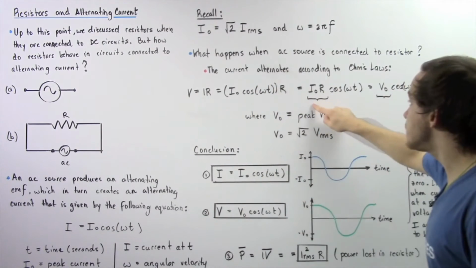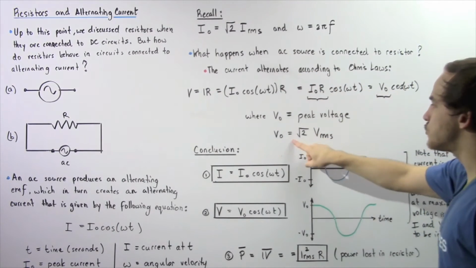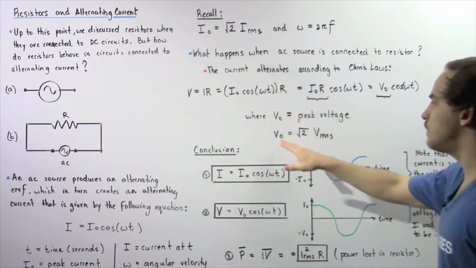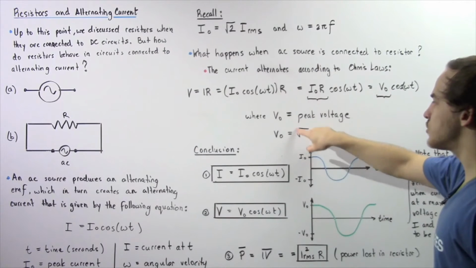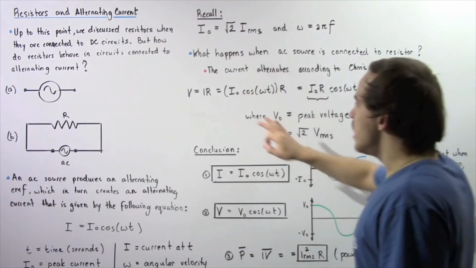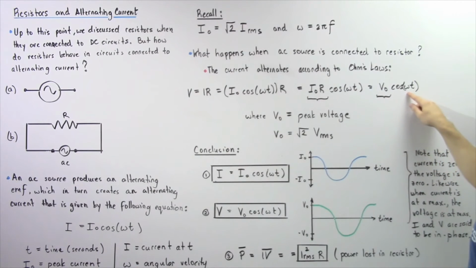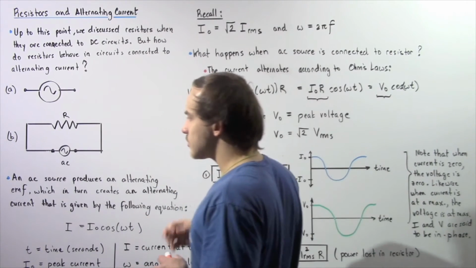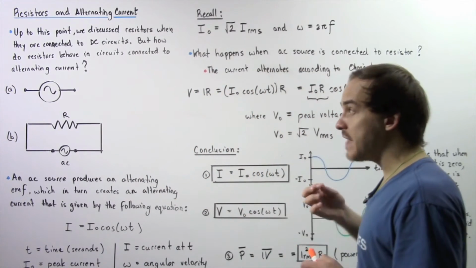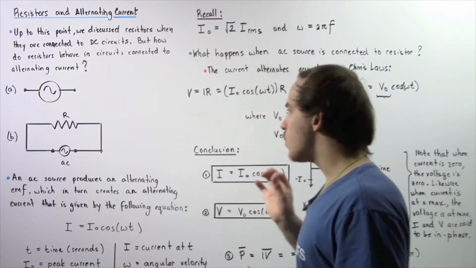And that means this can be replaced with V naught, where V naught is simply the peak voltage given by the following equation. So V naught is equal to the product of the root mean square voltage and the square root of 2. So we see that the voltage is equal to V naught multiplied by cosine of the angular frequency multiplied by time. So not only does our electric current inside our resistor connected to an AC source vary, oscillate back and forth over time, the voltage also oscillates.